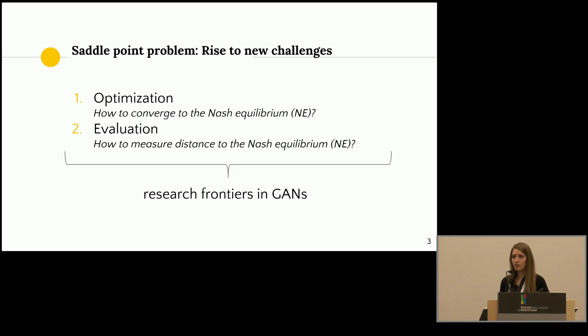Saddle point optimization problems are fundamentally different to the typical minimization tasks that the machine learning community is used to, and this gives rise to new challenges. So in particular, two of the most prominent challenges in GANs are in terms of optimization: how do we find the solution of the game, or the Nash equilibrium? And in terms of evaluation, for a given proposed solution, how can we evaluate the quality of the solution, and can we actually measure how far it is from the actual solution of the game? So these two in particular are among the research frontiers of GANs.